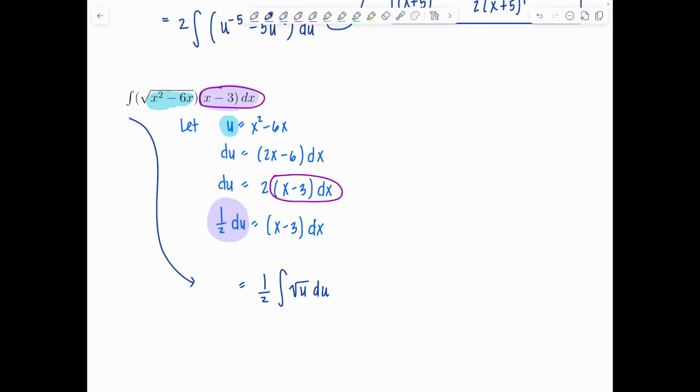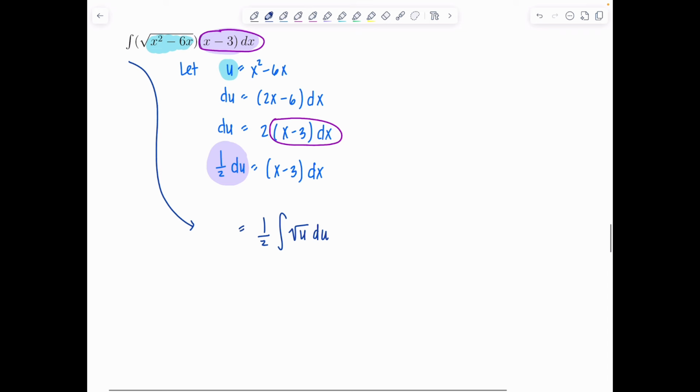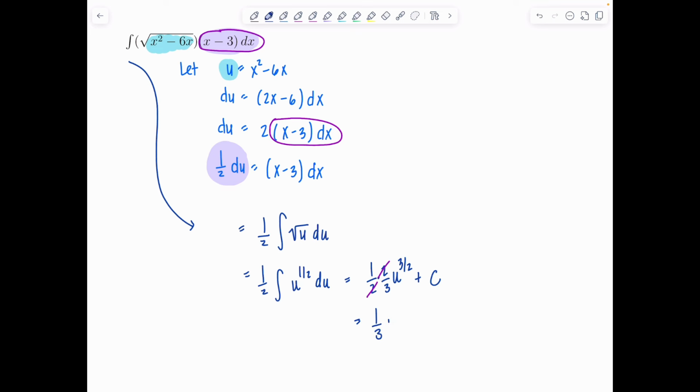Good. And then rewrite that. That's integral u to the 1/2 du. Add 1 to the exponent, divide by the new exponent. So you're going to have u to the 3/2. Dividing by 3/2 is the same as multiplying by 2/3. And then plus c. Don't forget the plus c. Simplify, the 2's cancel. And then this is 1/3 u to the 3/2 plus c.